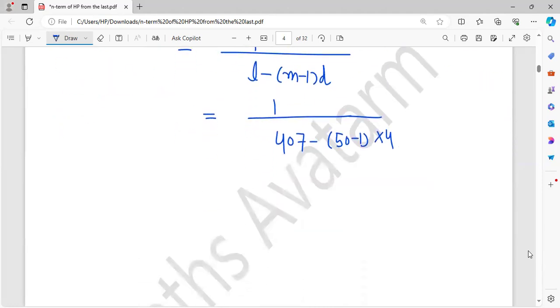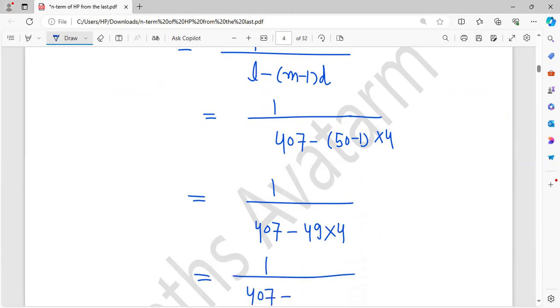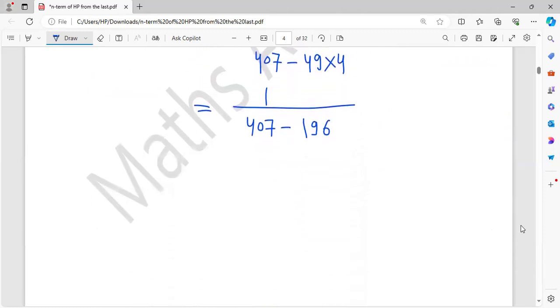Okay. So what is this whole thing? 407 minus 49 into 4, that is 1 upon 407 minus 196, which is 1 upon 211. So this is the answer. Okay. So now move to the next example.